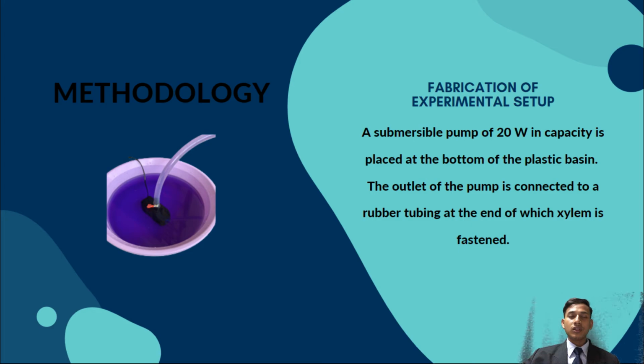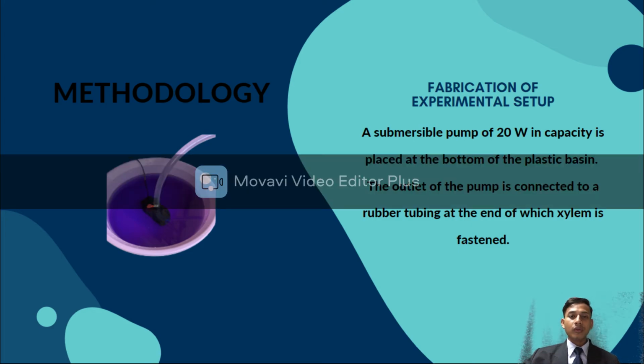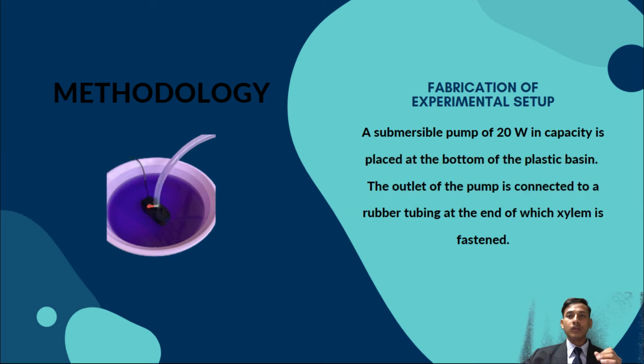Fabrication of experimental setup. A submersible pump of 20 watts in capacity is placed at the bottom of the plastic basin. The outlet of the pump is connected to a rubber tubing, at the end of which xylem is fastened.